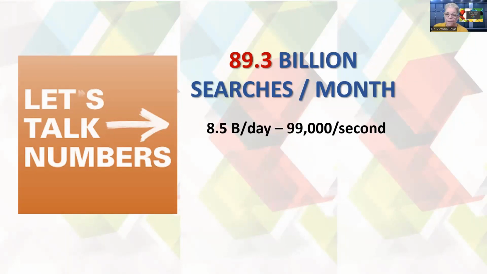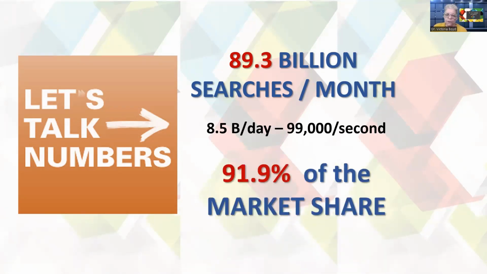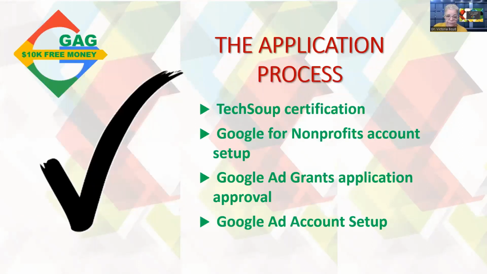8.5 billion per day. Just think about it. That's 99,000 per second. Also, Google has 91.9% of the market share. That means compared to Bing and Yahoo and all of the other search engines, Google gets 91.9% of that market share. That only leaves about 8% to spread out between all of the other search engines. You can't deny that those are impressive numbers, and that's why you need to show up in Google searches.